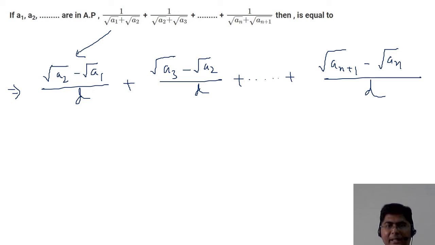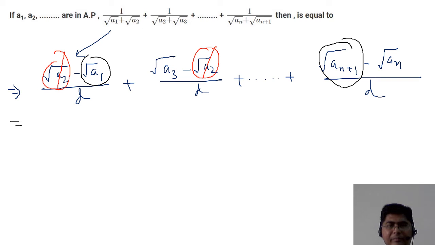Now can you see a similarity here? See, look at, this is root over a2, this is root over a2. So this will cancel. In the same way, a3 will be cancelled with the next term. So two terms will remain here. One, this is, and this is. These two terms will only remain here. So after final calculations, we will have root over a n plus 1 minus root over a1, and then we got a d.